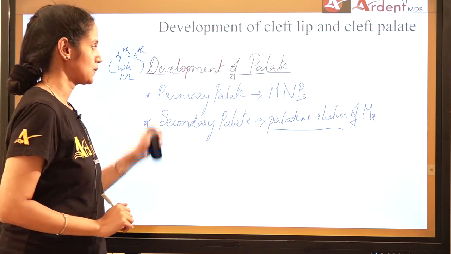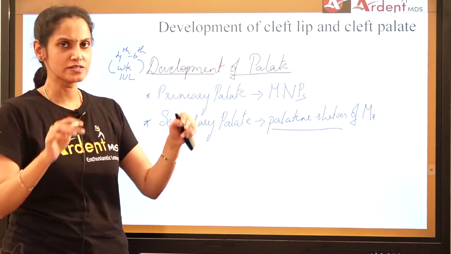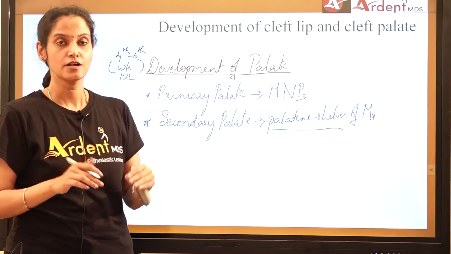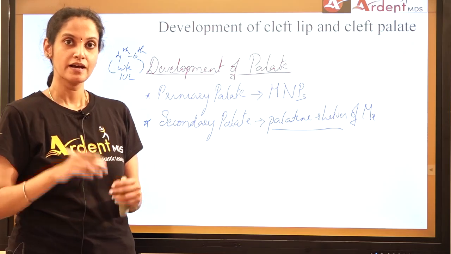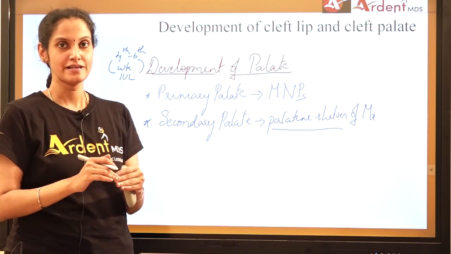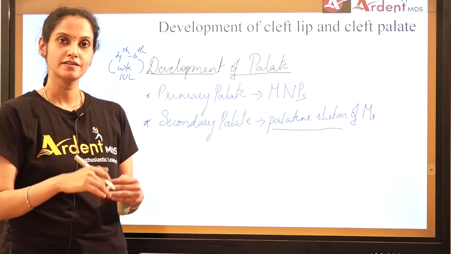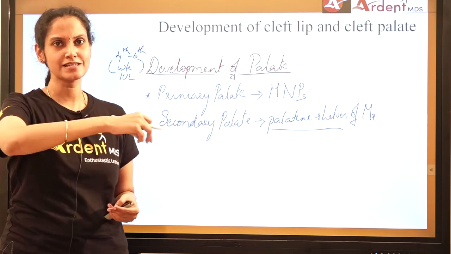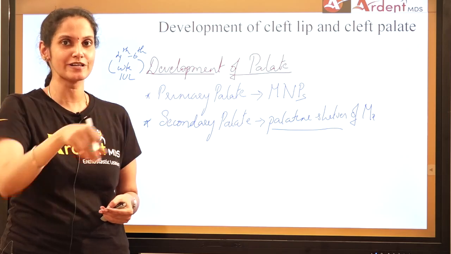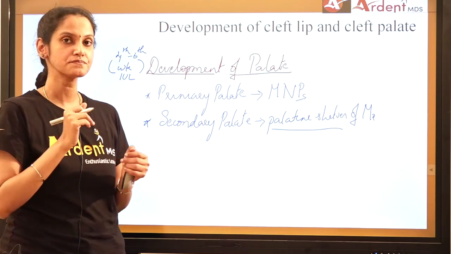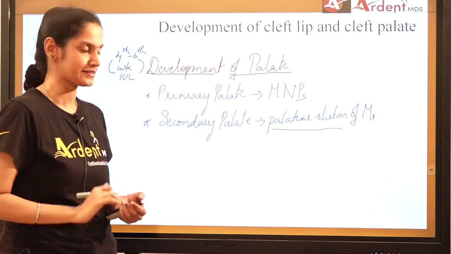Alright? So, the primary palate is done once the two medial nasal processes fuse with each other at the intermaxillary segment and complete that portion of the palate anterior present in the maxilla, that segment which involves the canine to the canine region. Okay? The first 6 teeth, the anterior teeth.